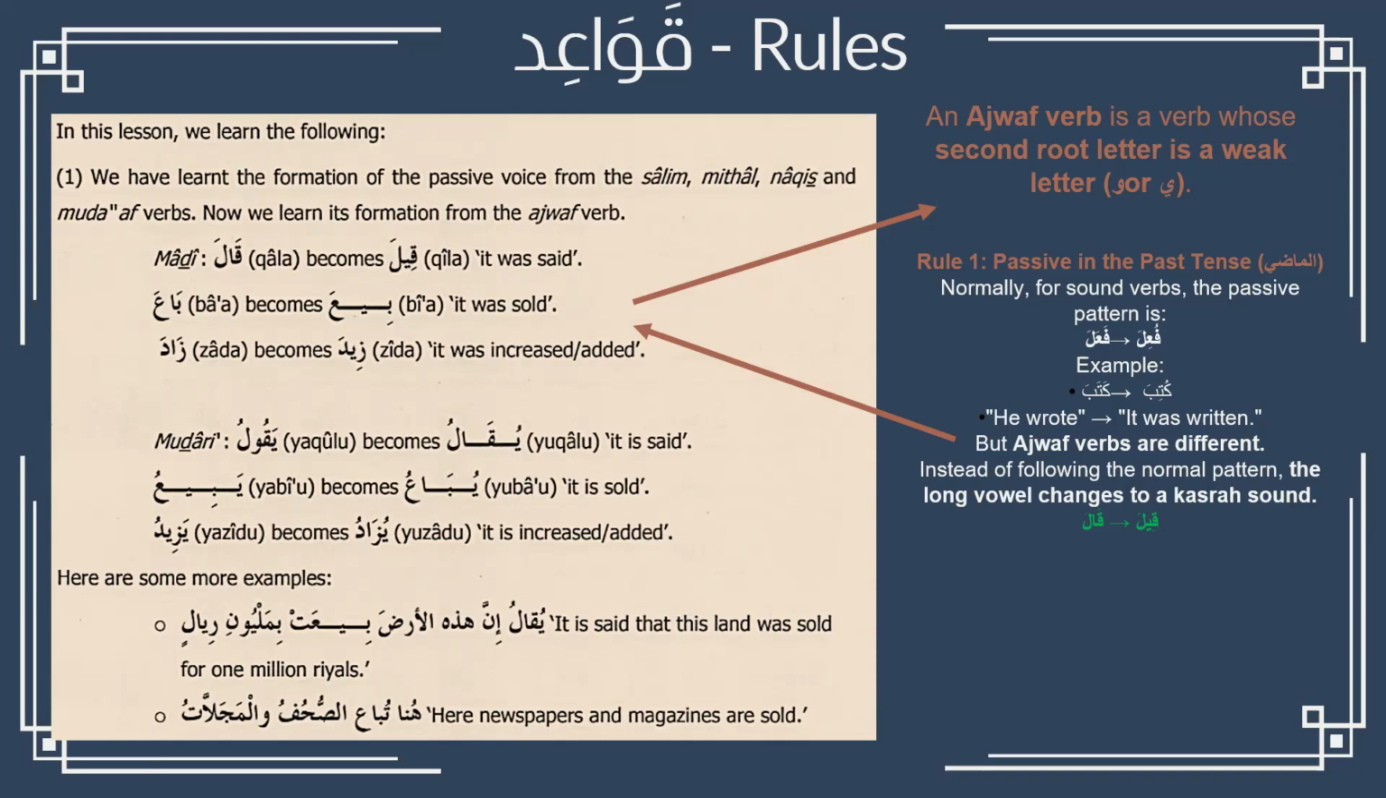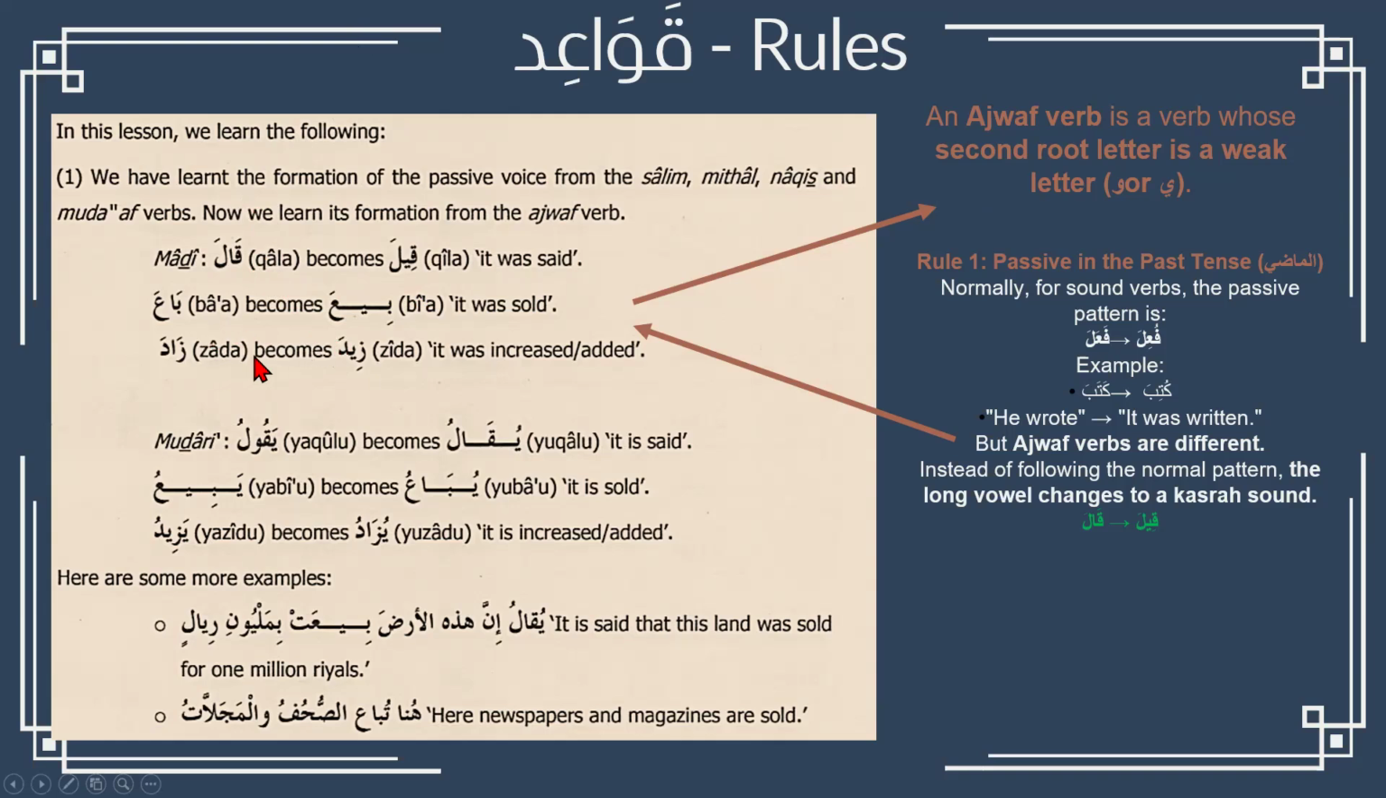So look at the examples on your left hand side. For example, when you had qala, the qala will change into qila, right? It will change into qila. I'm going to explain why it is changing like this. Ba'a will change into bi'a.